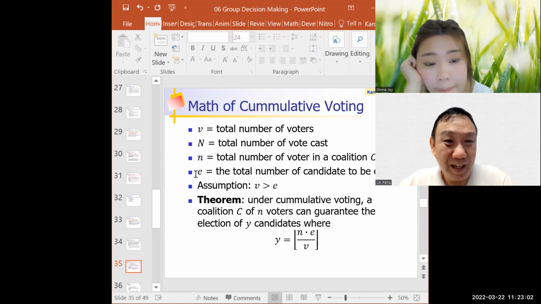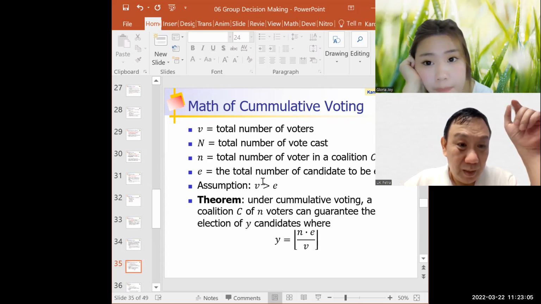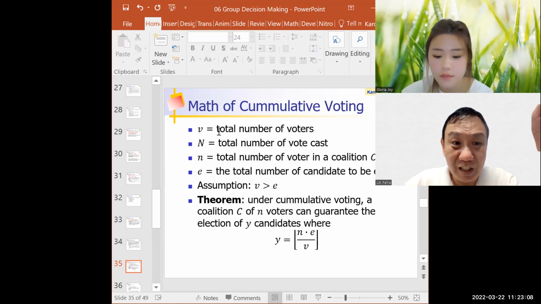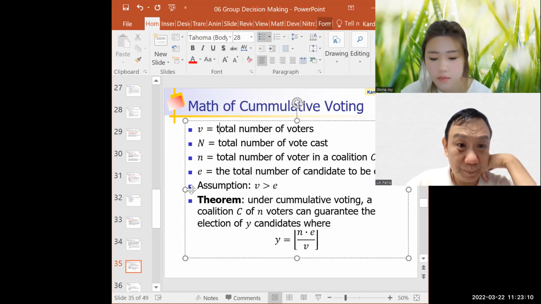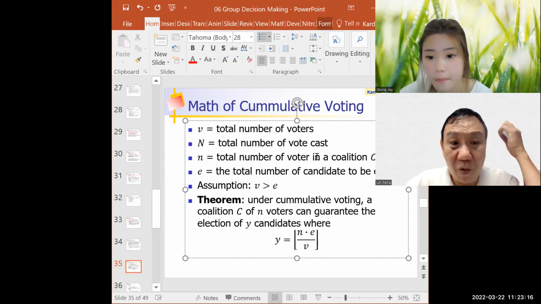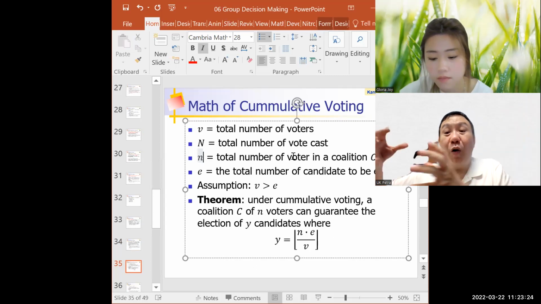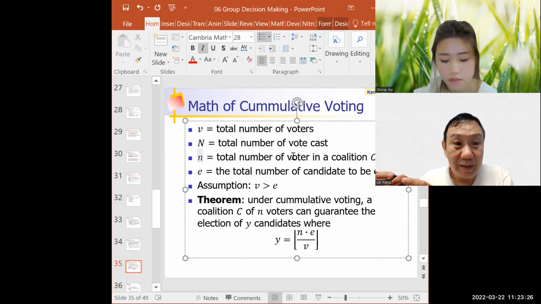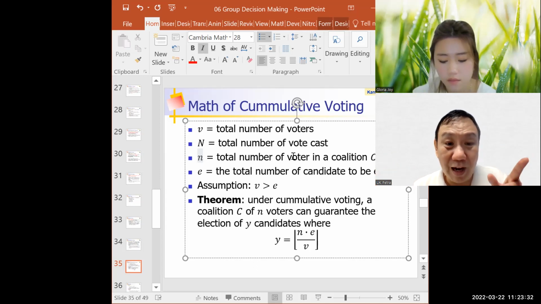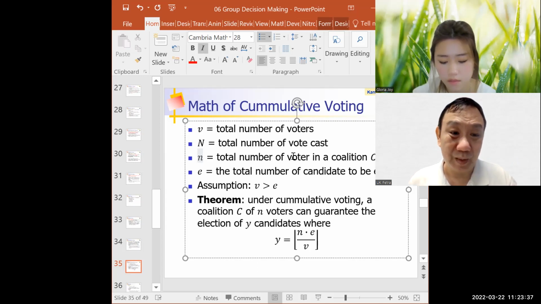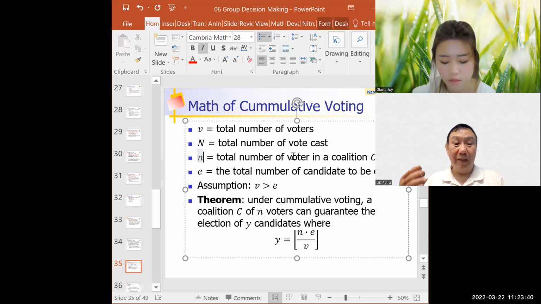So here, V is the total number of voters. Capital N is the total number of votes to be cast. Small n here is the total number of voters in a coalition. Voters in a coalition. So E is the total number of candidates to be elected.